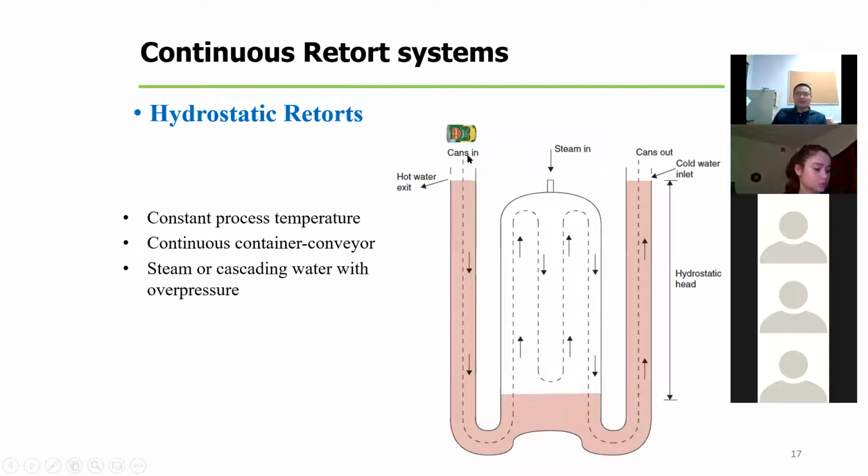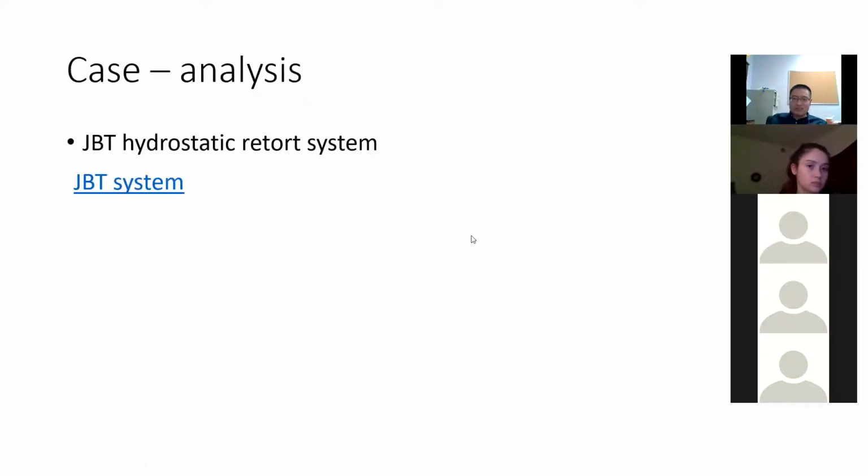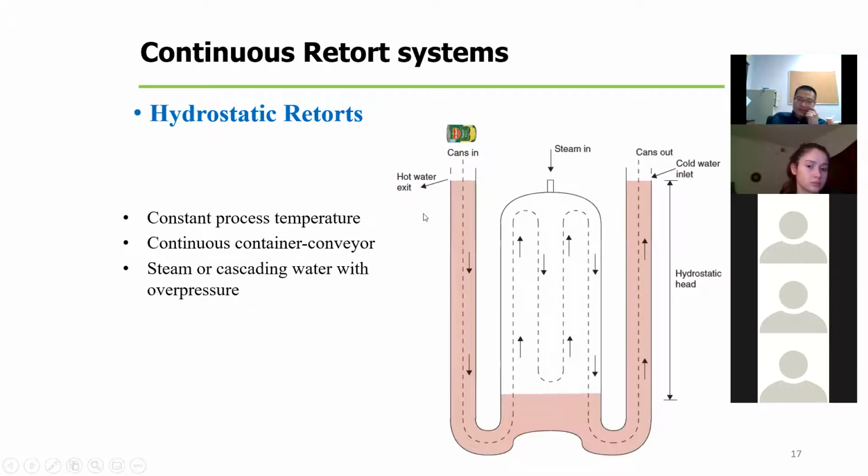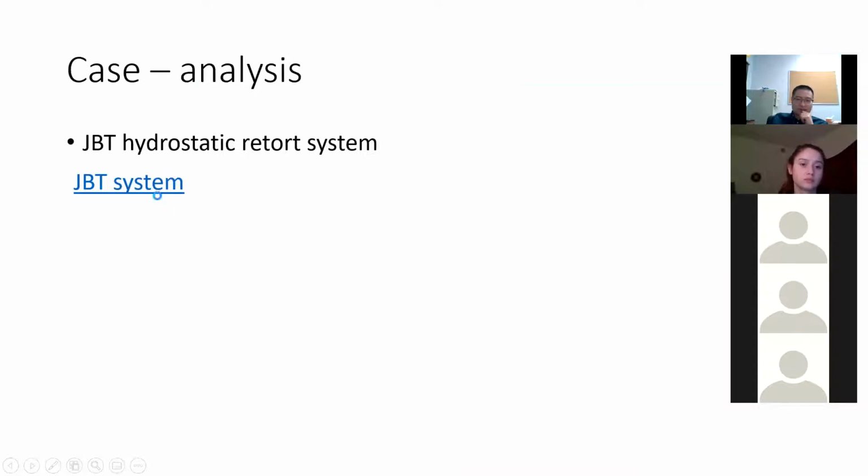All right, so when we talk about still processing, we know that batch processing is not very efficient because we have to put in the sample, then take it out. But for the continuous retort processing, there's much less labor required. In most cases, we use something called hydrostatic retort. You can see the process looks very complicated, right? And why is there water? So let's watch a system.